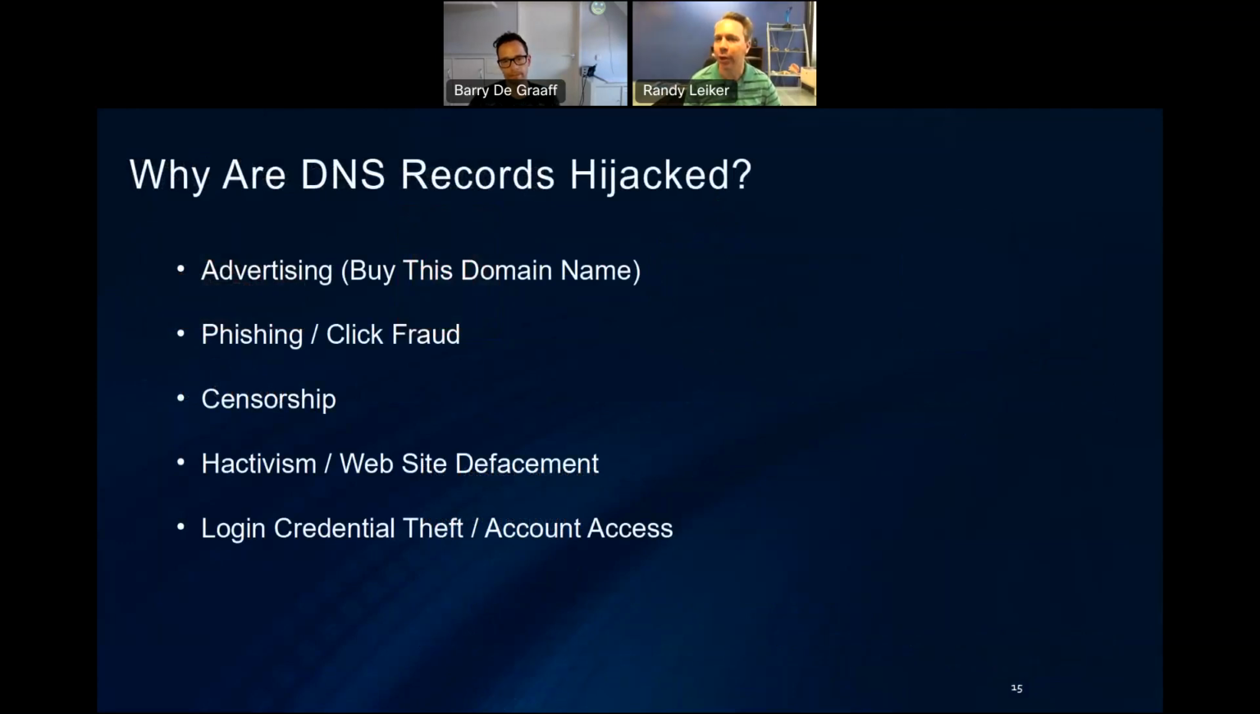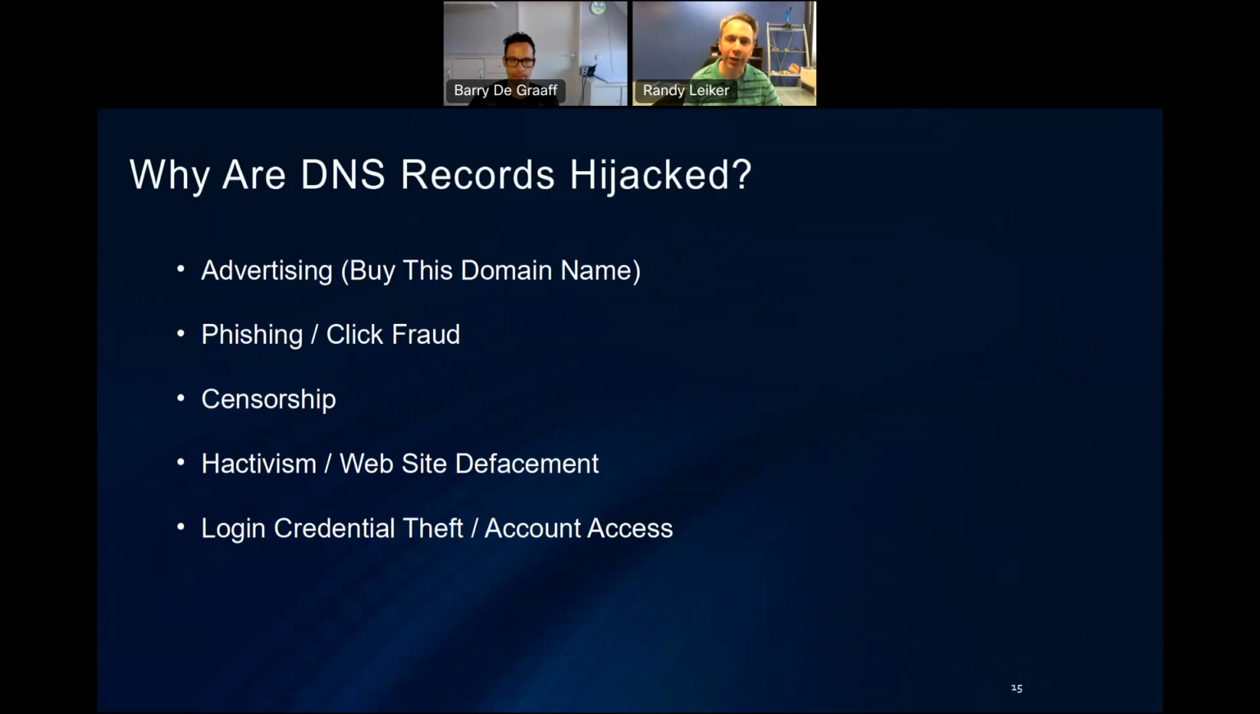So you may be wondering what motivates an adversary to hijack the DNS records for a domain name. Now, there's a couple of common themes that typically emerge. One reason is just simple advertising. If a user searches for a domain name that does not exist, rather than returning a server not found error to the user, instead, a page is displayed offering to sell the user the domain name. This is not as common as it used to be, but it may still occur by some service providers.